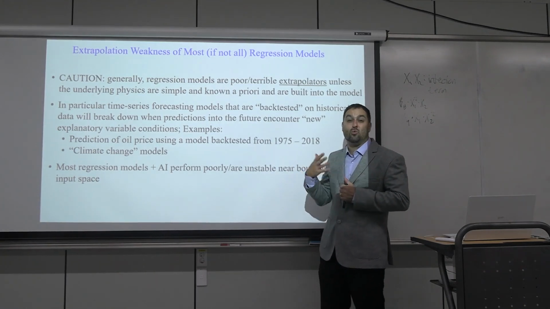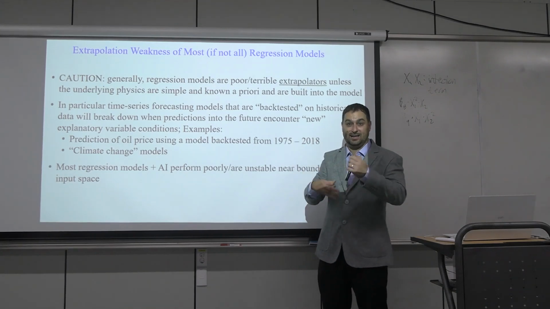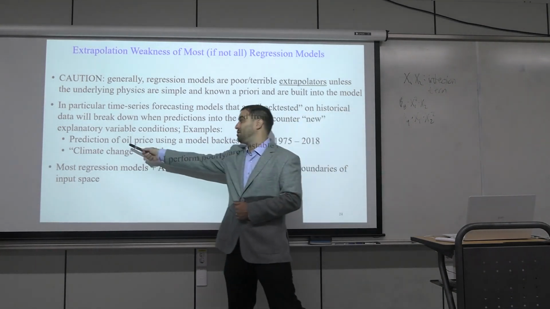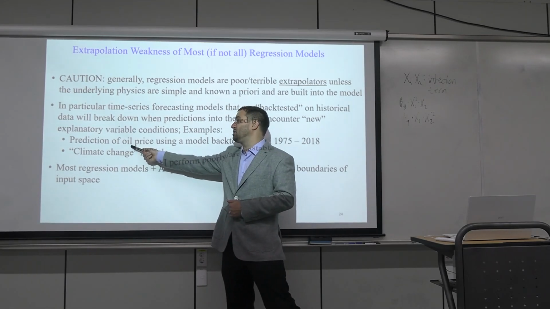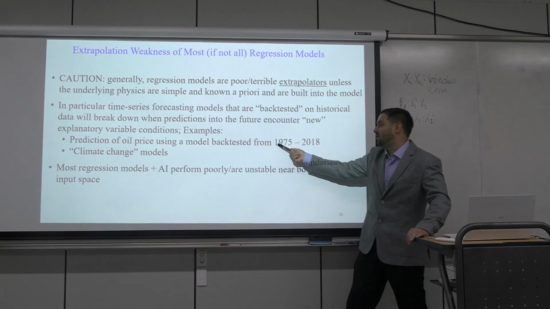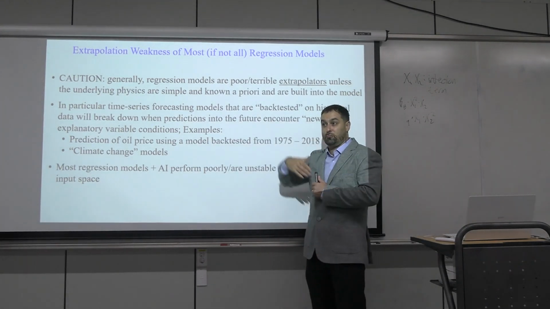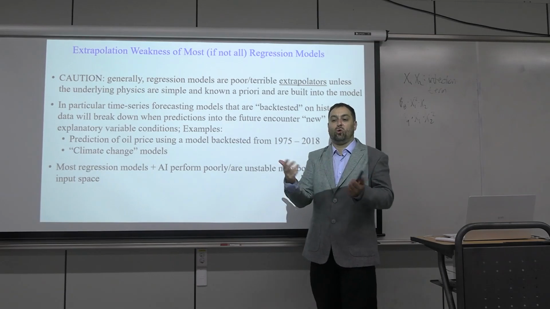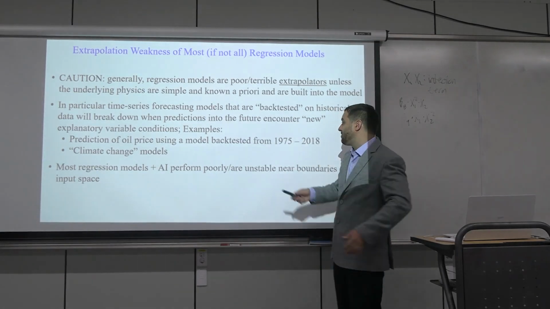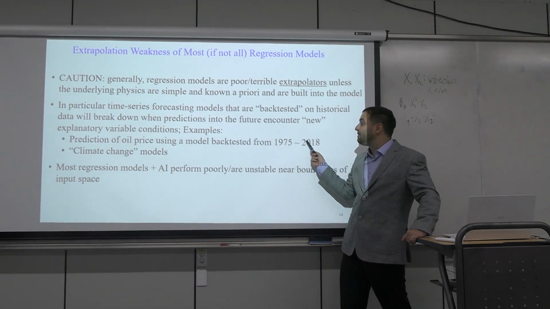Let's say you work for a hedge fund. You're trying to do investing and speculating and making large profits in a short amount of time. You want to predict the oil price using a model that's back tested from 1975 to 2018, and we're going to use this model to predict what the price of oil will be in 2023. Let's think for a second. What would be an issue with this model?